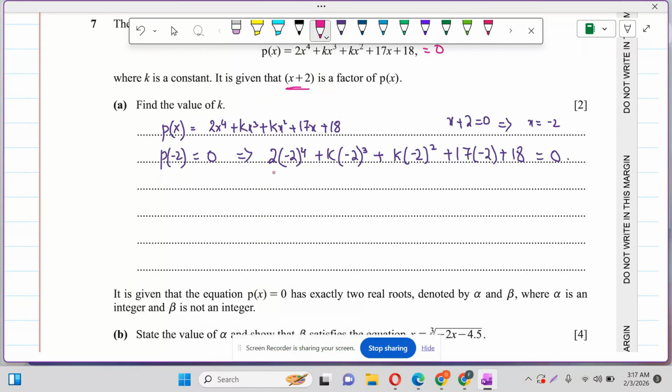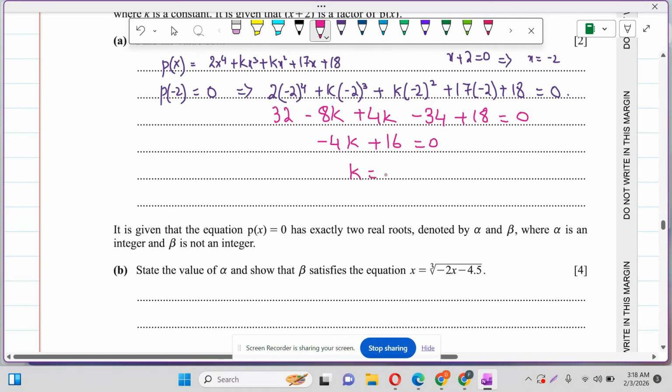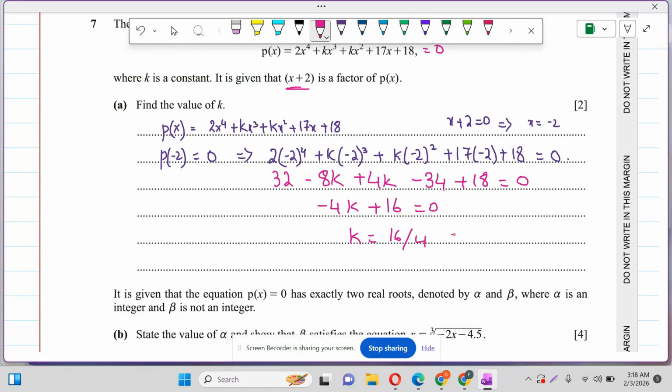Okay, further solving, we will have 32 minus 8k plus 4k, and then 17 times negative 2 is negative 34, plus 18 equals 0, and we will have negative 4k plus 16 equals 0. Further solving, we will have k equal to 16 over 4, so k is equal to 4. So we have calculated the required value of k.